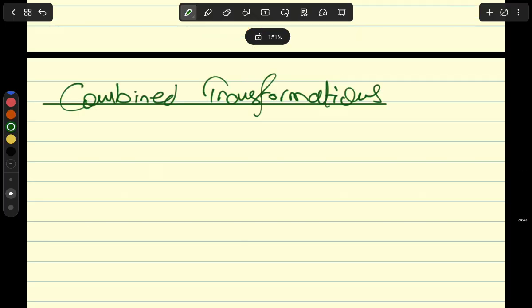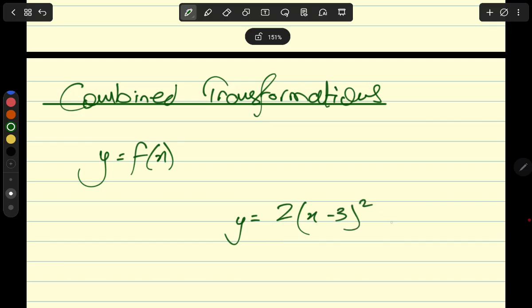Now we will move on to combined transformations. Cambridge usually doesn't test you on isolated transformations. It's not going to just ask you an isolated question on a reflection, a stretch, or a translation. Instead, let's say you have a function y equals f of x, then Cambridge is going to give you y equals 2 times (x minus 3) whole squared plus 1.